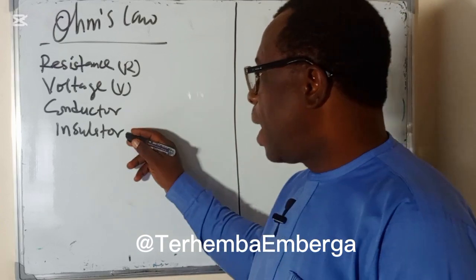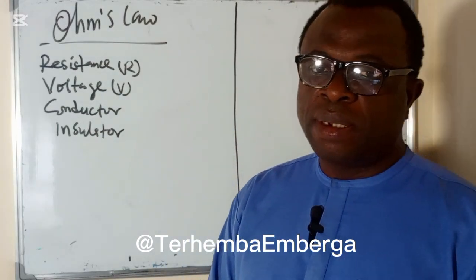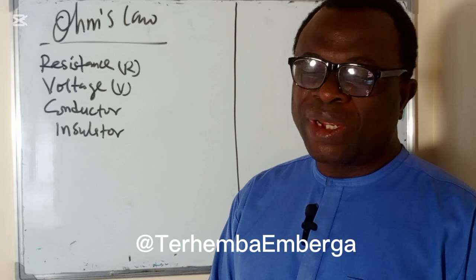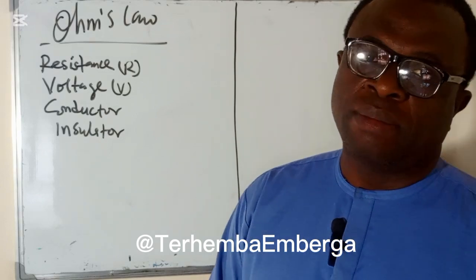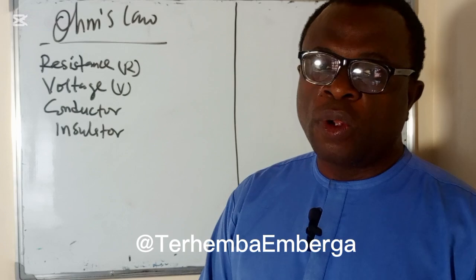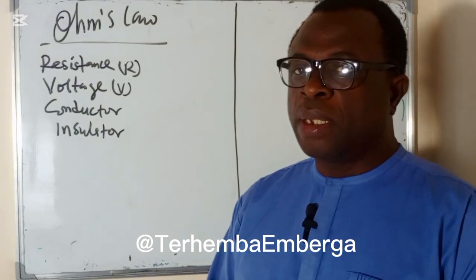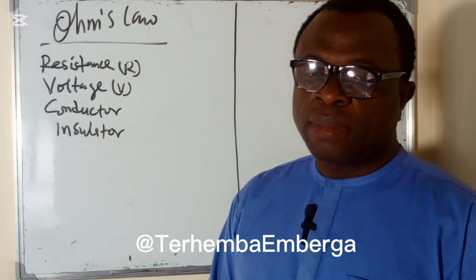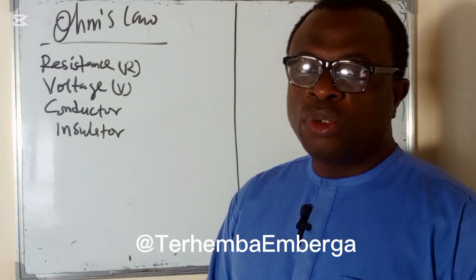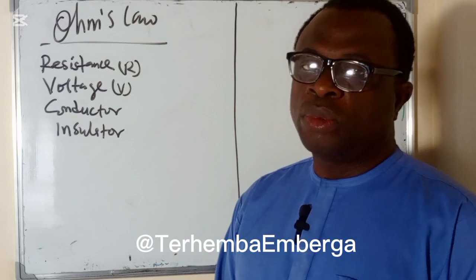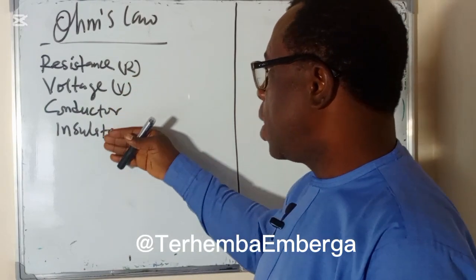And then when you talk about an insulator, it is a material that does not allow the passage of electrons freely. They do not conduct freely. We call them insulators. Things like rubber, glass, dry wood, and so on. So these are what we mean by a conductor and an insulator.